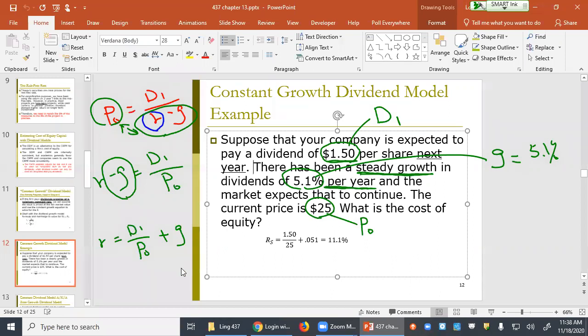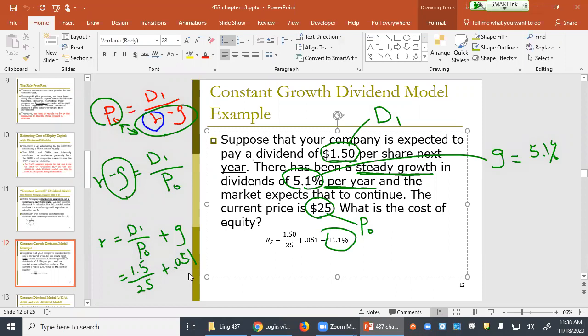So the equation is here. Our D1 is 1.5, P0 is 25, g is 0.051. Okay, so we should have a cost of equity of 11.1%.